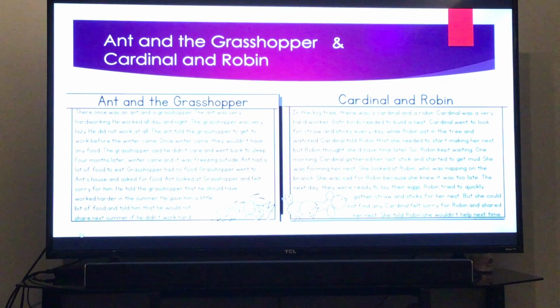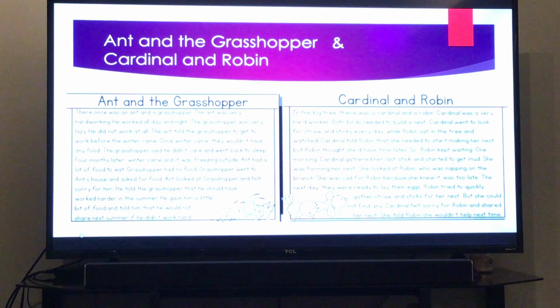Four months later, winter came and it was freezing outside. Ant had a lot of food to eat. Grasshopper had no food. Grasshopper went to Ant's house and asked for food. Ant looked at Grasshopper and felt sorry for him. He told the grasshopper that he should have worked harder in the summer. He gave him a little bit of food and told him that he would not share next summer if he didn't work hard.